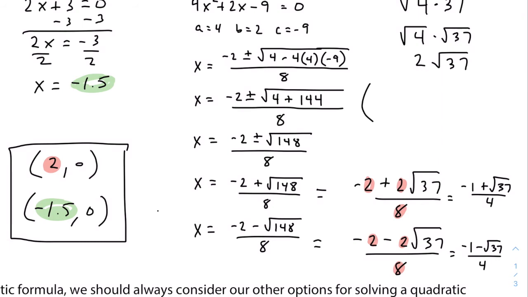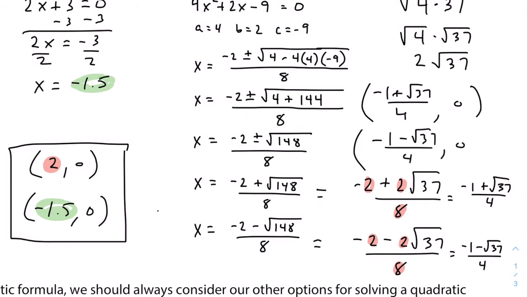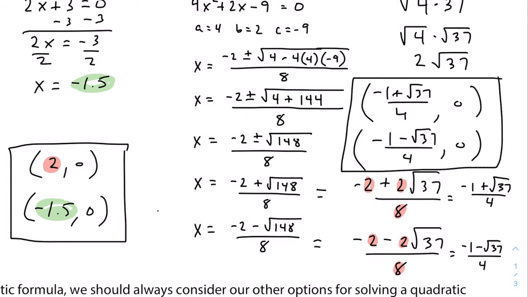So we have -1 plus the square root of 37 over 4 and 0. And then we have -1 minus the square root of 37 over 4 and 0. Okay, so this is technically our answer right there. So a little bit more complex.